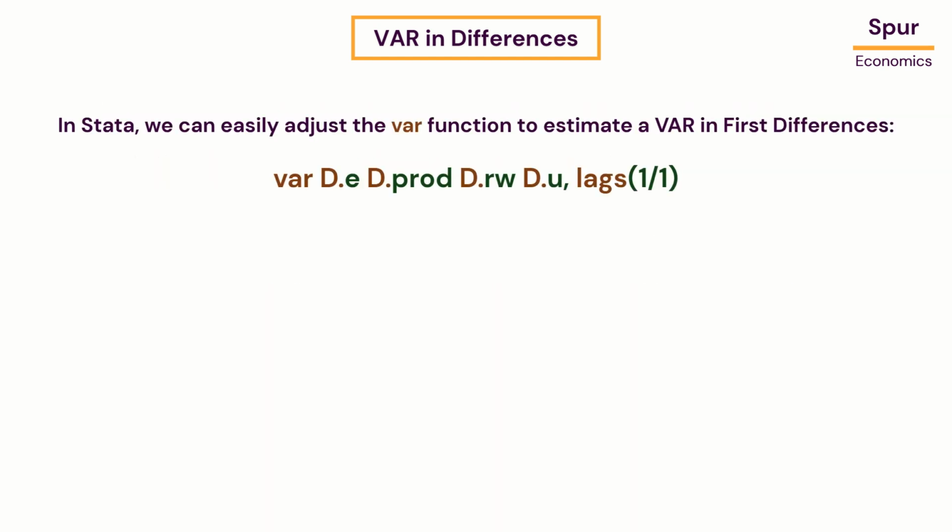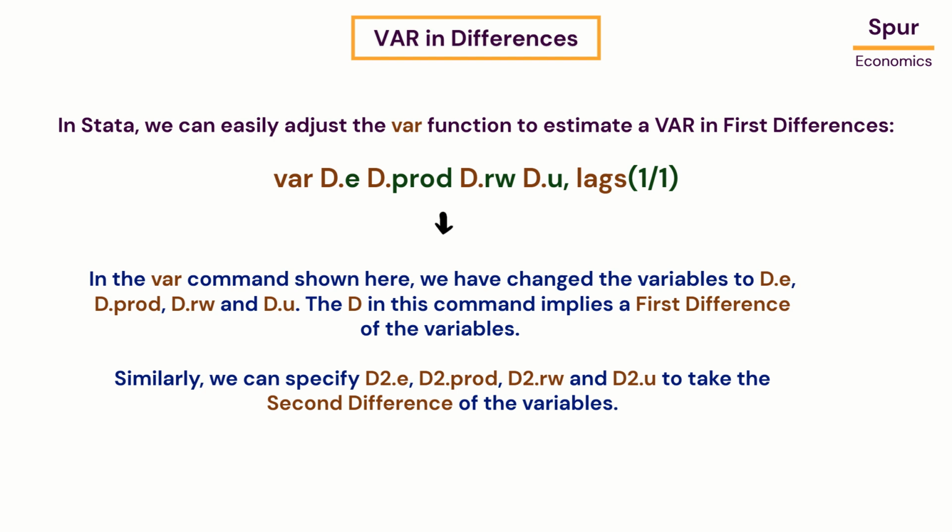In Stata, we can easily adjust the VAR function to estimate a VAR in first differences. In the VAR command shown here, we have changed the variables to d.e, d.prod, d.rw, and d.u. The d in this command implies a first difference of the variables. Similarly, we can specify d2.e, d2.prod, d2.rw, and d2.u to take the second differences of the variables.